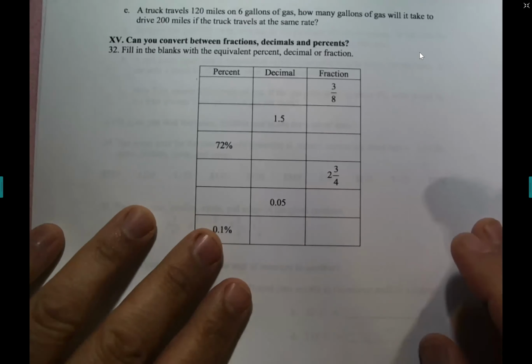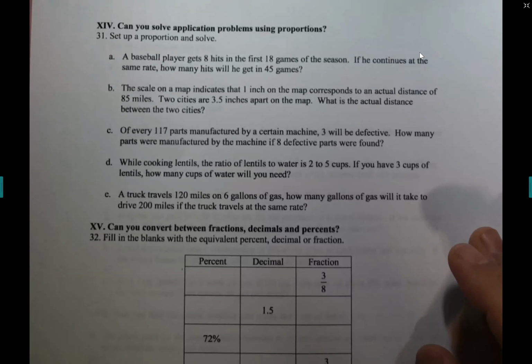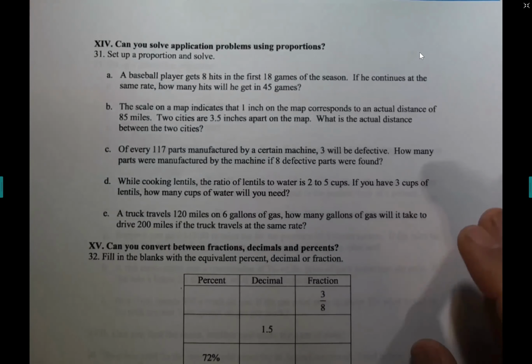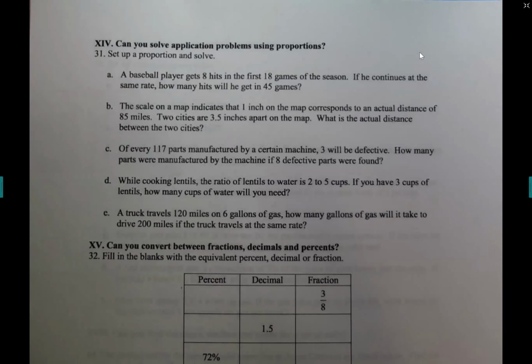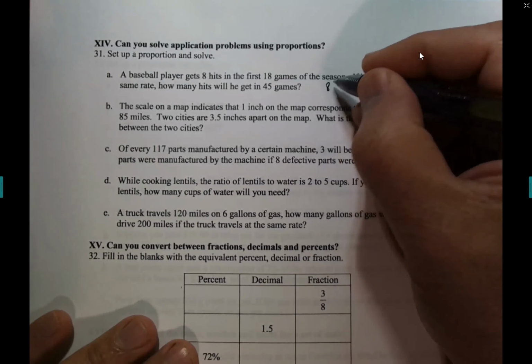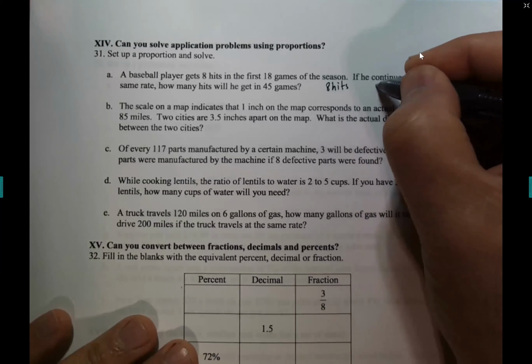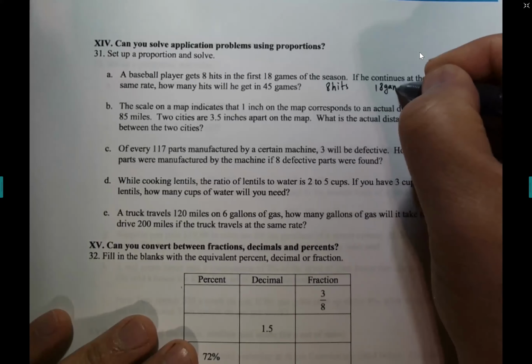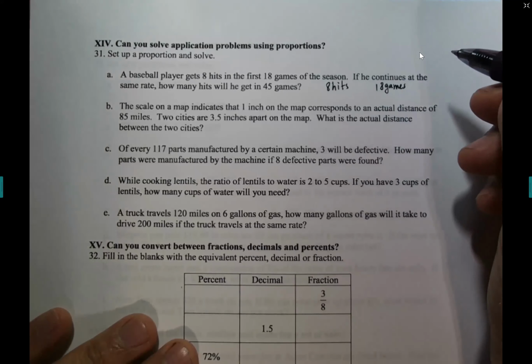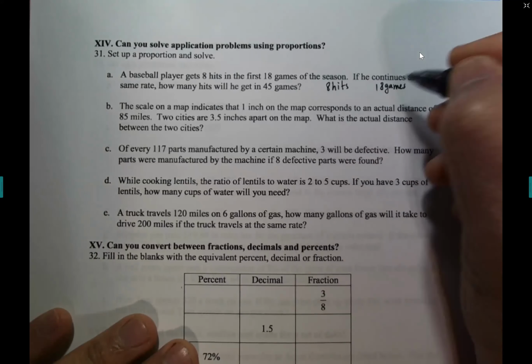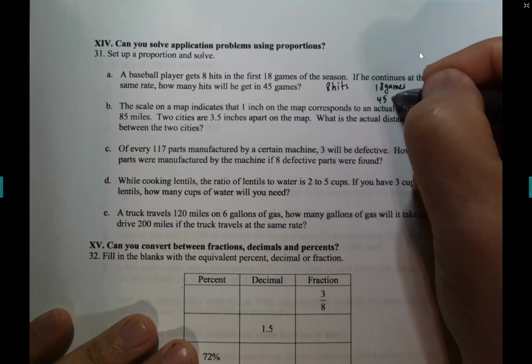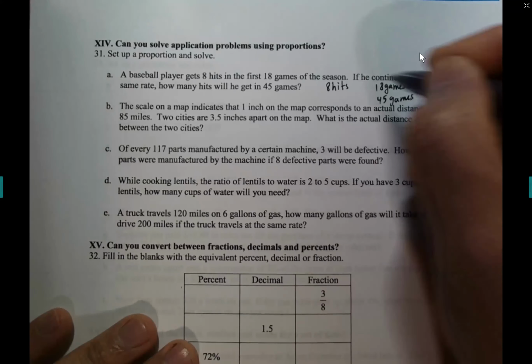Talking about proportion, we're getting there. Set up a proportion and solve. A baseball player gets 8 hits in the first 18 games. So look, 8 hits in 18 games. If he continues the same pattern, how many hits will he get in 45 games? So you put games under games, and this is the missing.